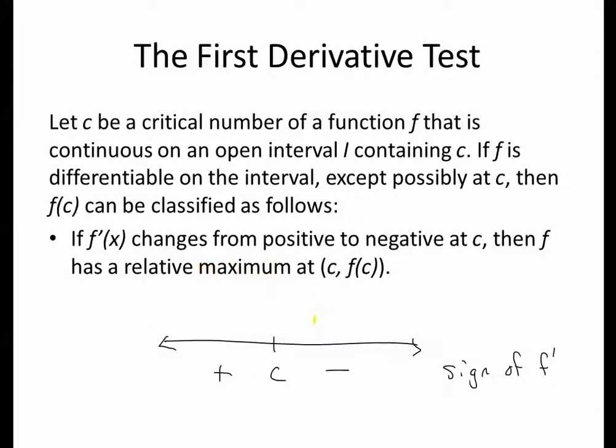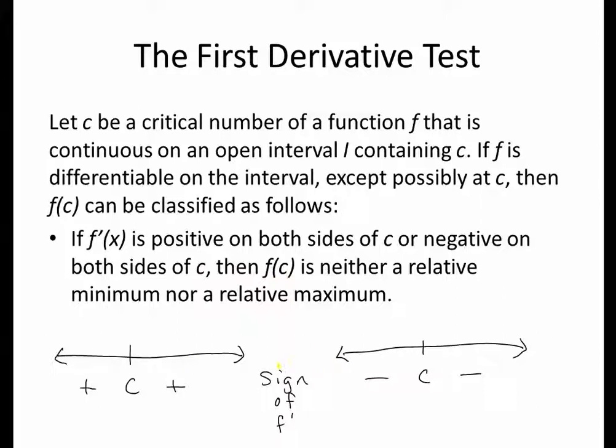Looking at the second one, if f prime changes from positive, so it's increasing, to negative, decreasing, now we can see that we do indeed have a maximum at C, f of C. I encourage you to draw these arrows so that you can see the sign change and what it represents in terms of increasing and decreasing functions. Here, if it's the same sign on both sides, there's no minimum. It just keeps going up. Perhaps it levels off. Perhaps it levels off while going down. But there's no obvious peak or valley in our sign change, or lack of sign change, excuse me.